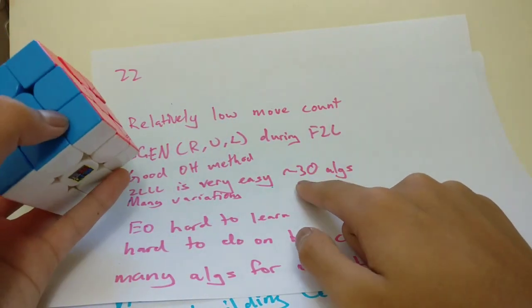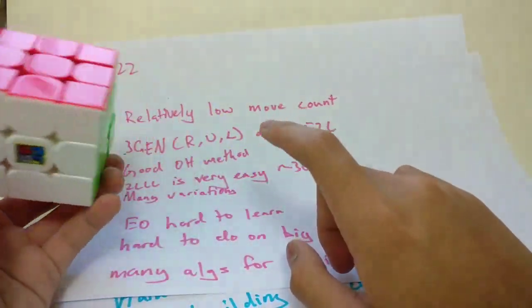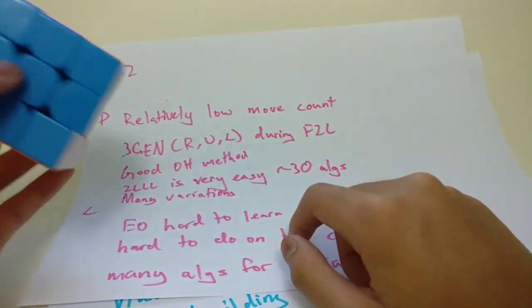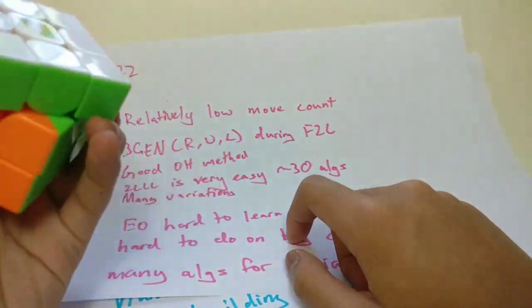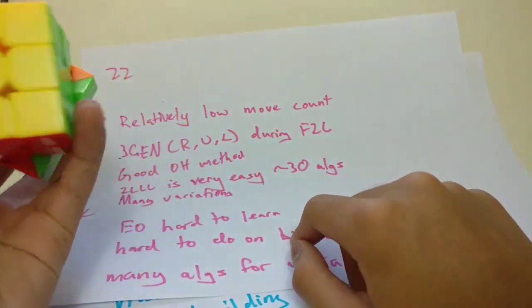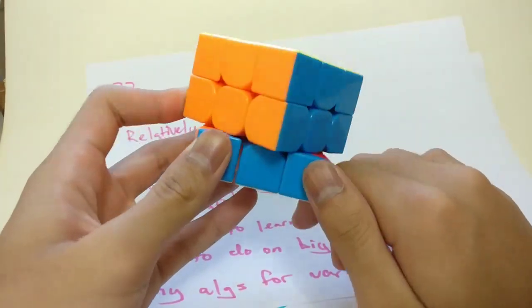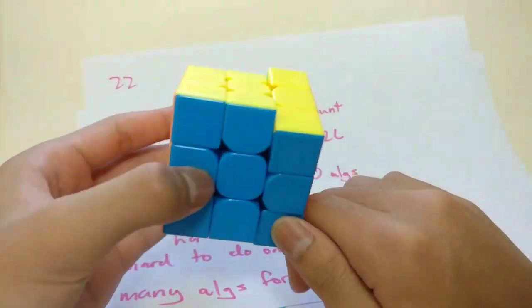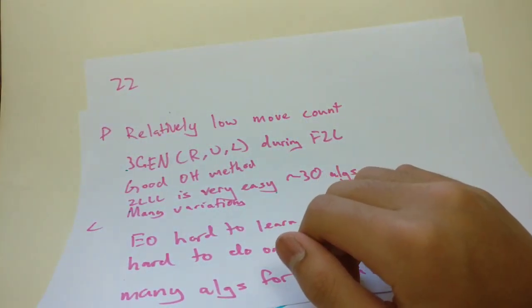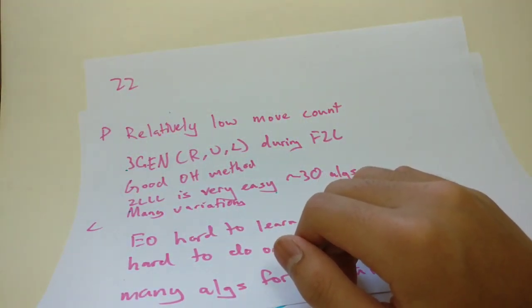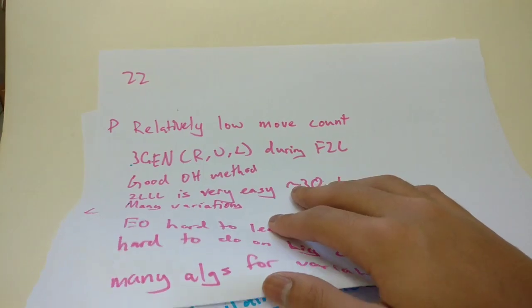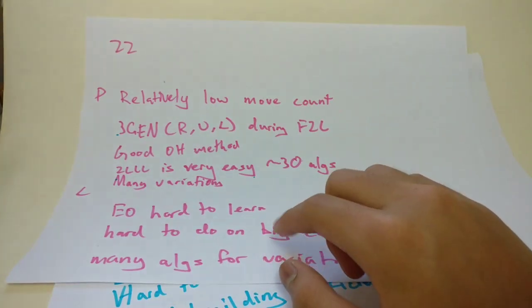And the 2-look last layer is very easy to do with around 30 algs. And there are also many variations of ZZ, so if you think you're good enough with ZZ, which is probably not going to be in a long time, like maybe when you get to averaging 20 seconds, you could try learning another ZZ method. Like I would recommend ZZCT, but that's myself.